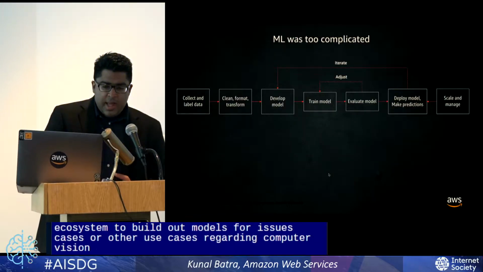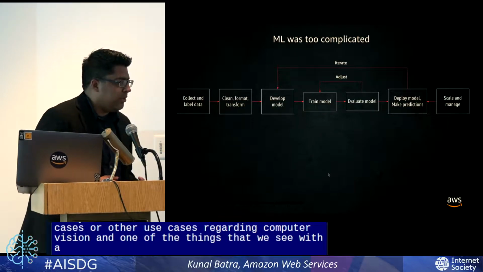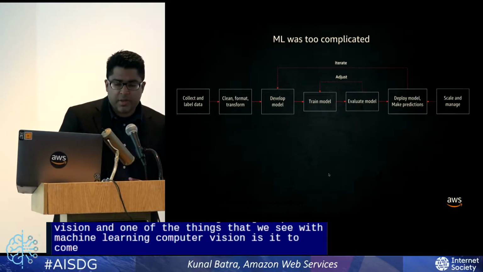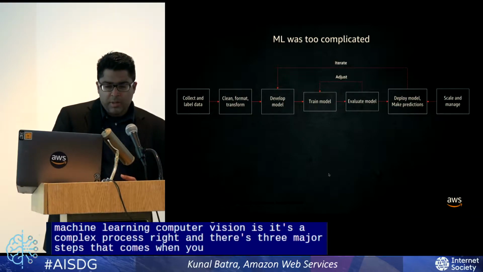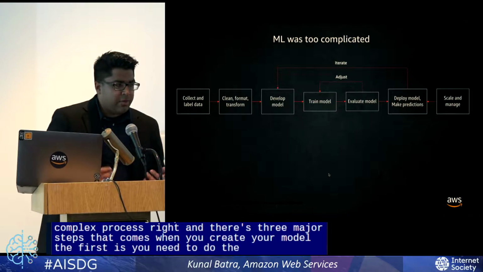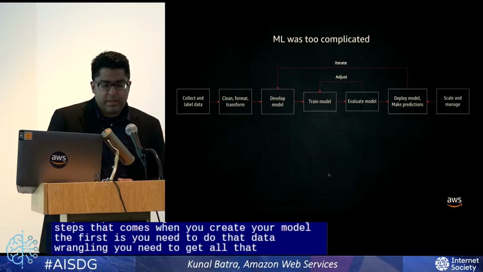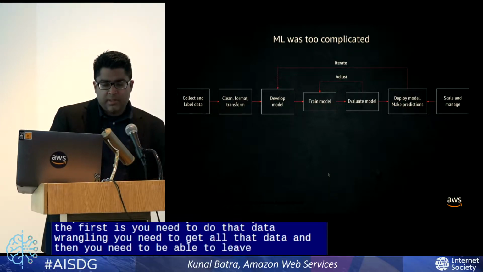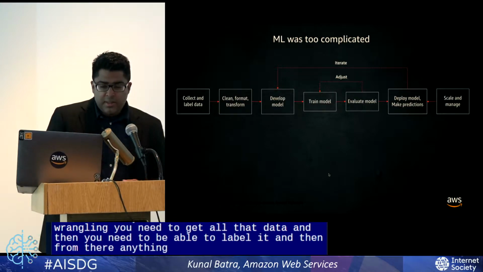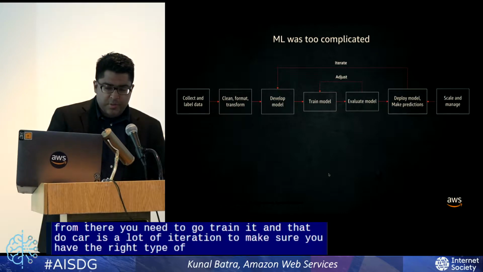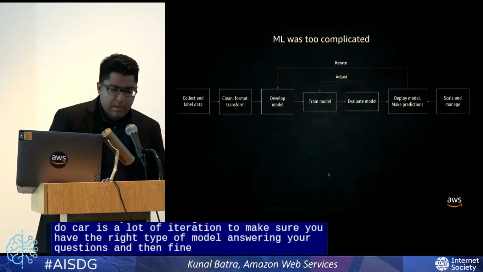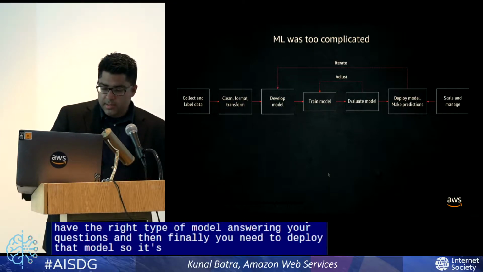One of the things that we see with machine learning and computer vision is it's a complex process, right? There are three major steps when you create your model. The first is you need to do that data wrangling. You need to get all of that data, and then you need to be able to label it. From there, you need to go train it, and that requires a lot of iteration to make sure you have the right type of model answering your questions. And then finally, you need to deploy that model. So it's a complex process.